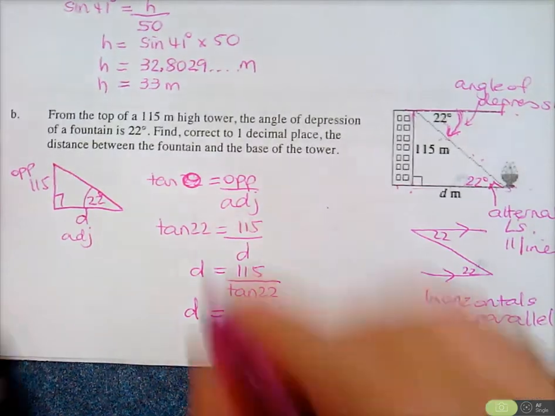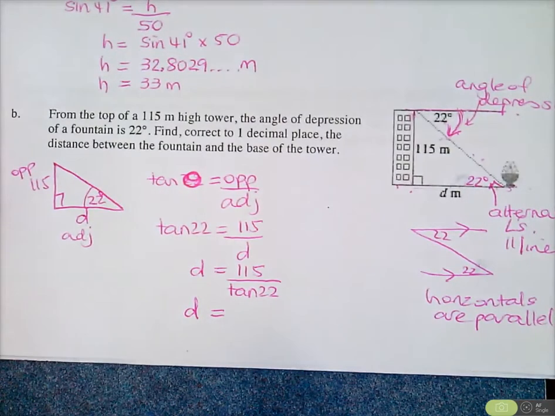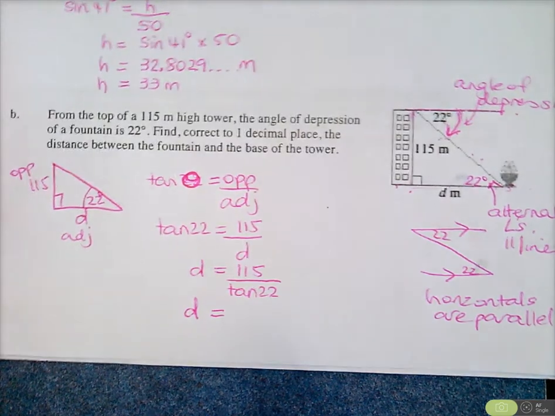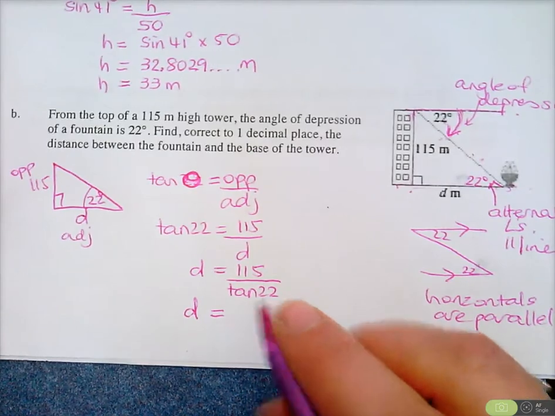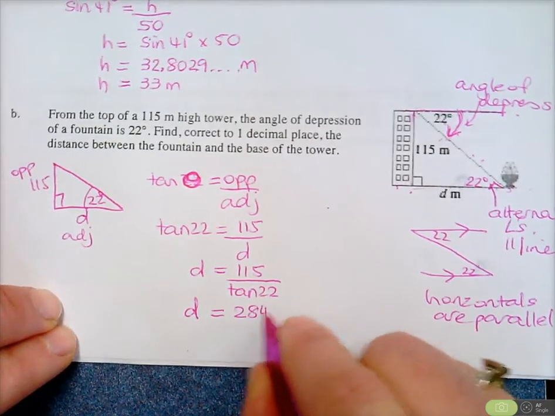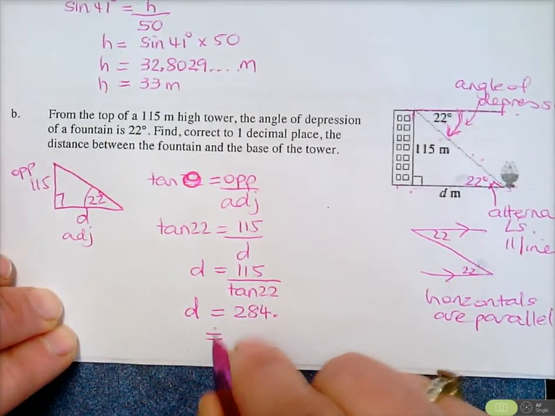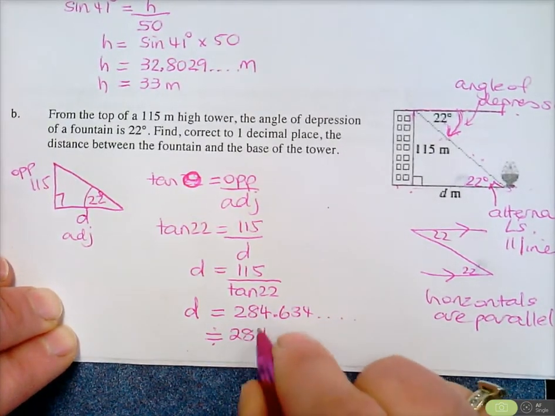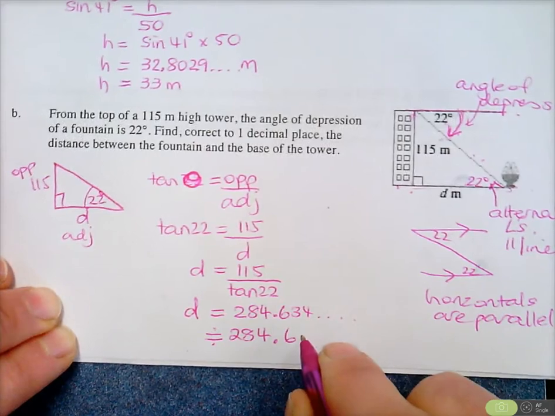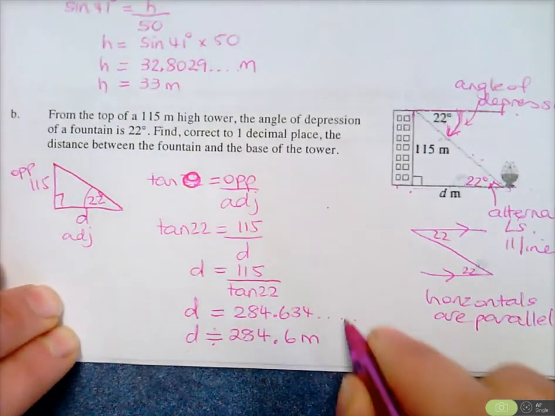And what do we get? We want it to one decimal place. What have we got? 284.6. What did you have before that? 284.6348. So it's 284.6 metres to one decimal place.